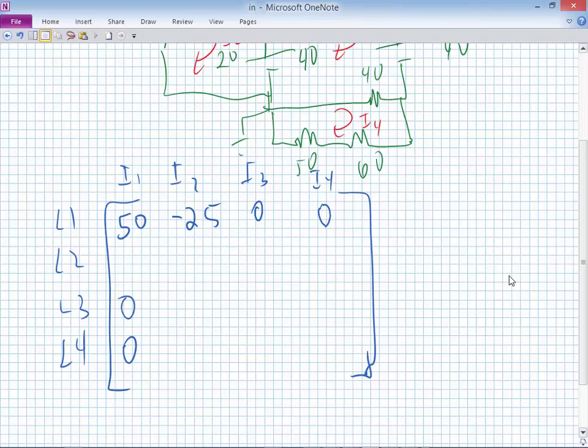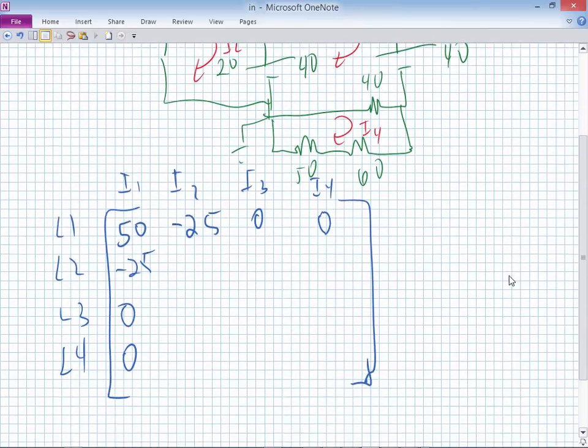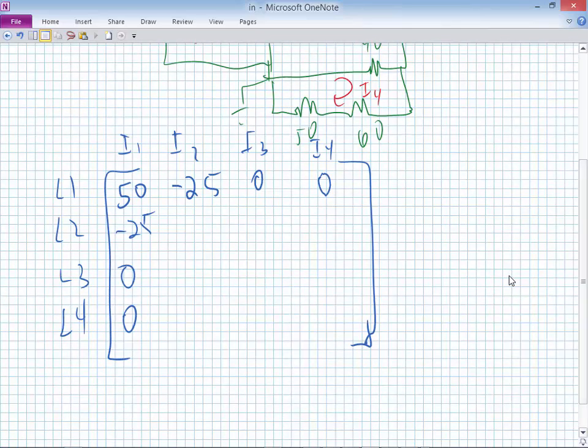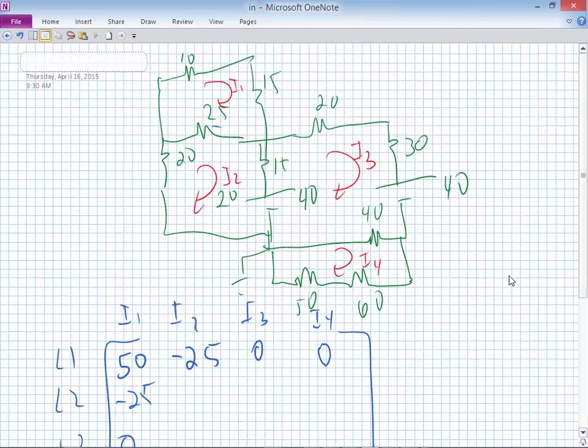I can go ahead and put this 0 here and this minus 25 here. So I can fill in that row and this column the same. This particular matrix is always going to be symmetrical. The top and the bottom are going to be the same because of where it's coming from. All right, loop 2, I've got 3 resistors, a 25, a 20, and a 15. So that looks like 60, right? So I write the 60 right there. That comes from 20 plus 25, that's 45, plus 15, that's 60.